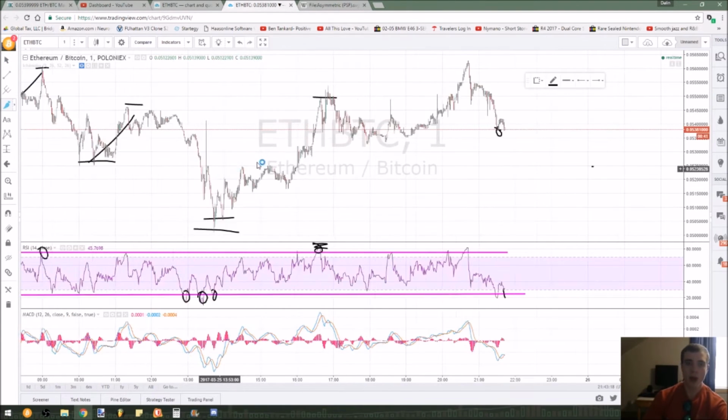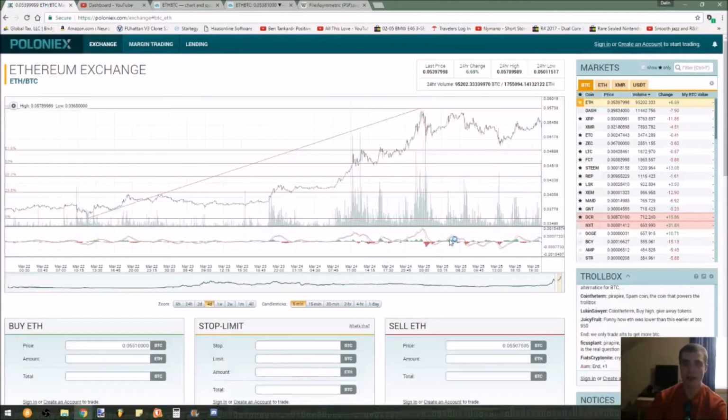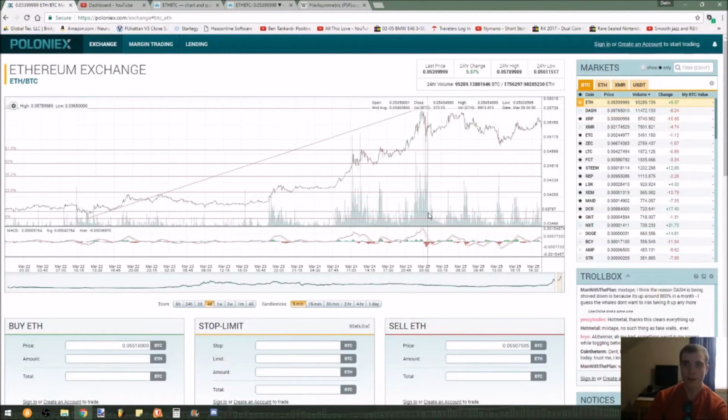Now, the way that the MACD works is, the MACD is actually on Poloniex.